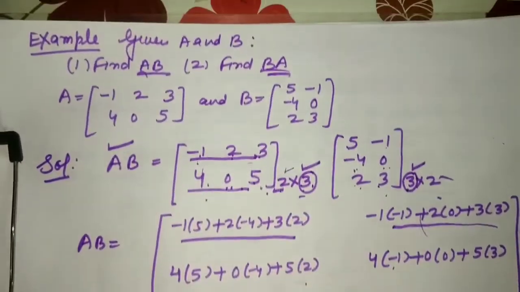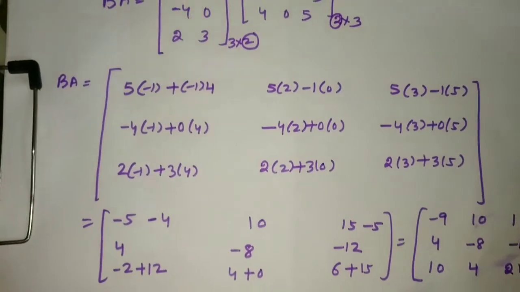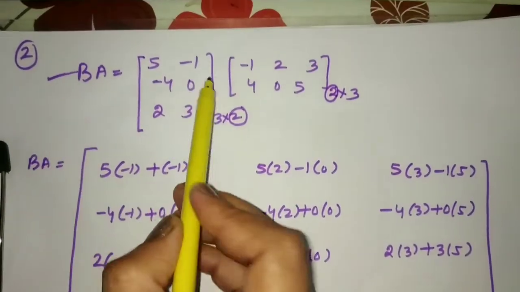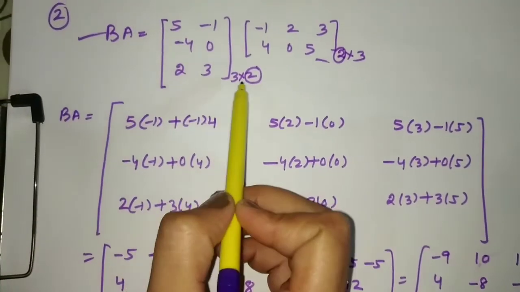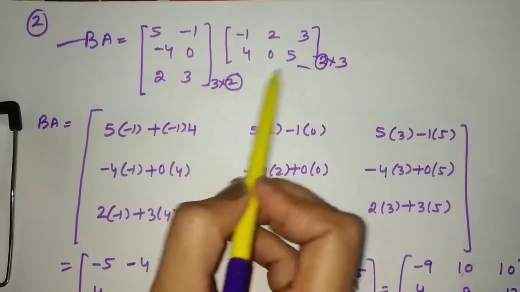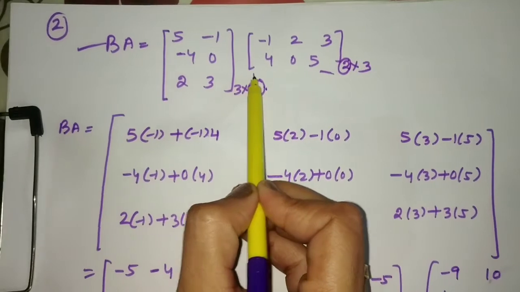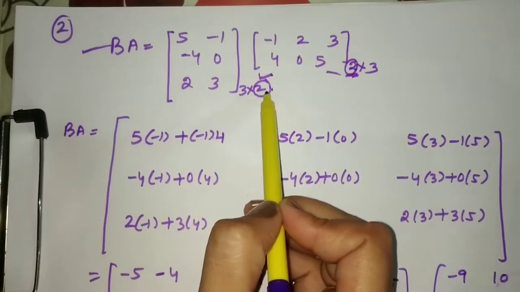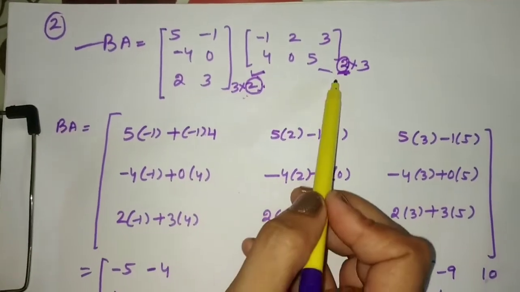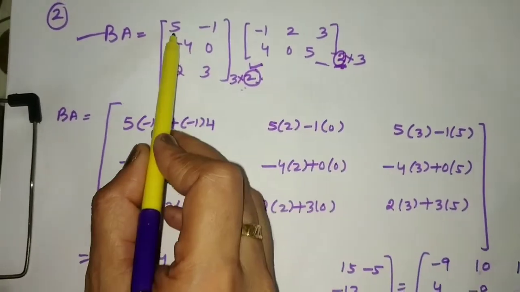Now I have to calculate BA. How do I calculate BA? Firstly, I will write the B matrix and the A matrix. B has 3 rows and 2 columns. A has 2 rows and 3 columns. So the number of columns of the first should be equal to the number of rows of the second. So this is the same, so multiplication of BA is possible. The same process is applicable.